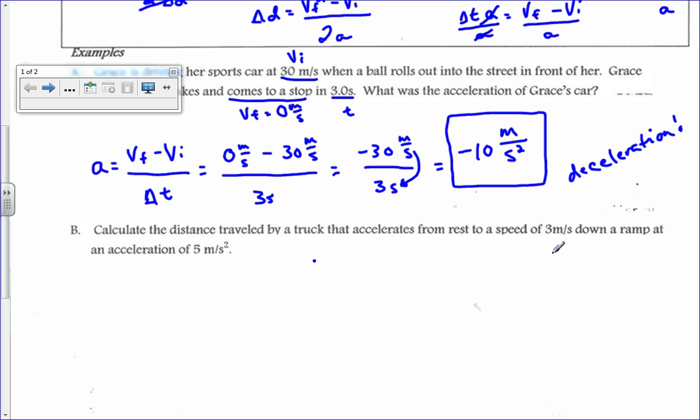Example B. Calculate the distance traveled by a truck that accelerates from rest to a speed of 3 meters per second down a ramp at an acceleration of 5 meters per second squared. What are we looking for? Distance. Okay, so we're going to use the delta D formula.